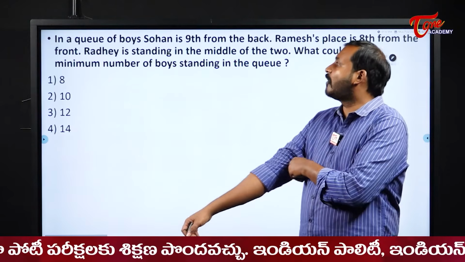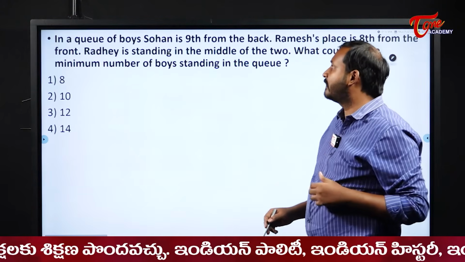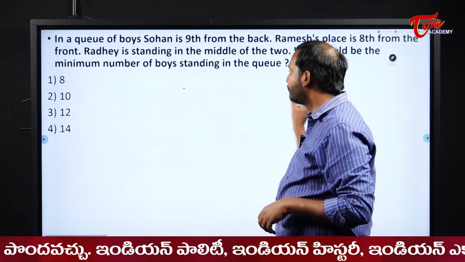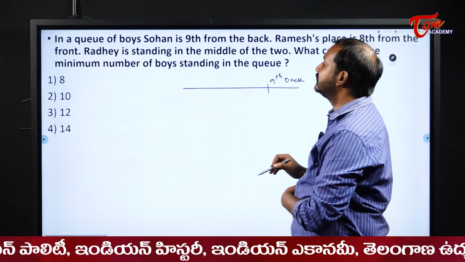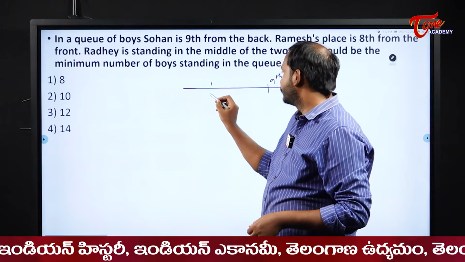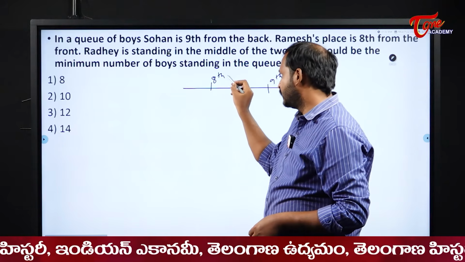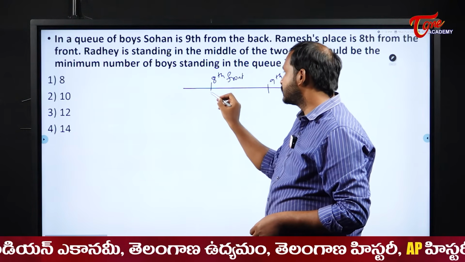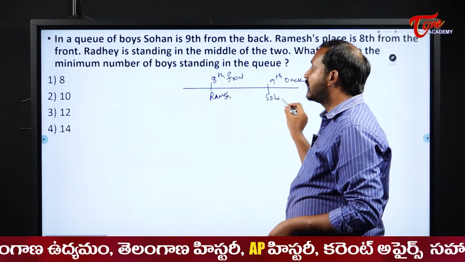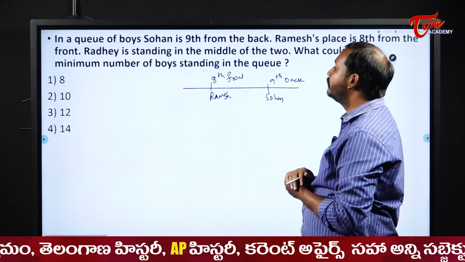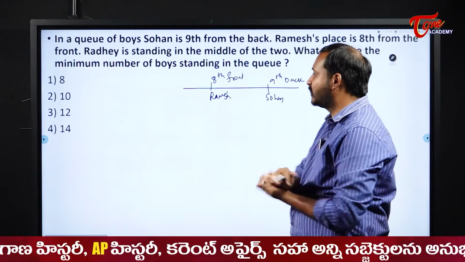Next. In a queue of boys, Sohan is 9th from the back. Ramesh is placed 8th from the front. Assume for the time being, it might be or may not be. This is Ramesh and this is Sohan. Radhe is standing in the middle of the two. What could be the minimum number of boys standing in the queue?